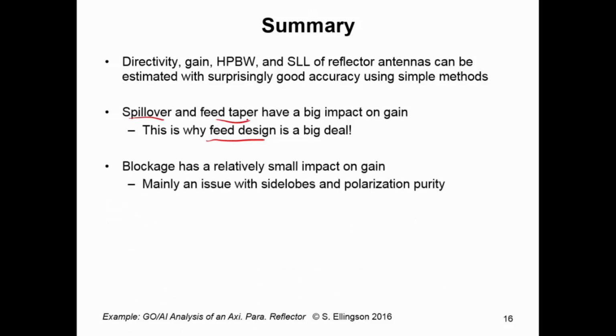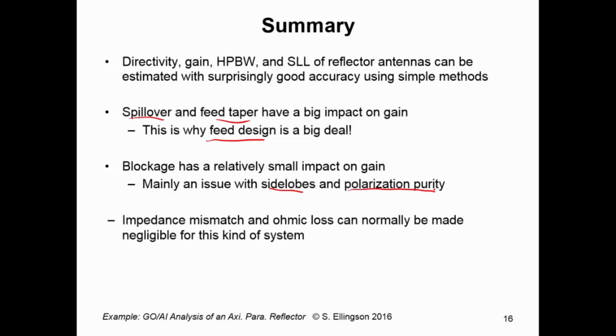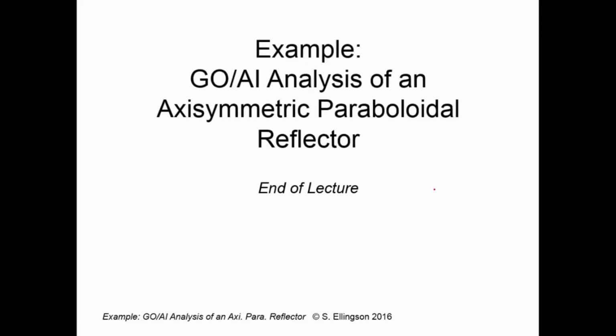Blockage, on the other hand, has a relatively small impact on gain. This is primarily an issue with side lobes. We saw the side lobes jitter around a little bit when we changed blockage. And we didn't consider this, but I'll tell you also that polarization purity can be an issue. Impedance mismatch and ohmic loss can normally be made negligible for this kind of system. This concludes this lecture, in which we've presented an example of GeoAI analysis of an axisymmetric paraboloidal reflector.